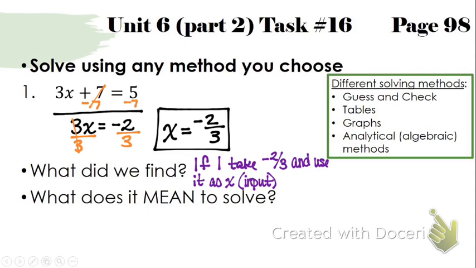So if I take negative 2/3 and I use it as x as input, my output, what kind of values are output values? If x's are my inputs, what are my outputs? Y. My output, or y value, will be 5.